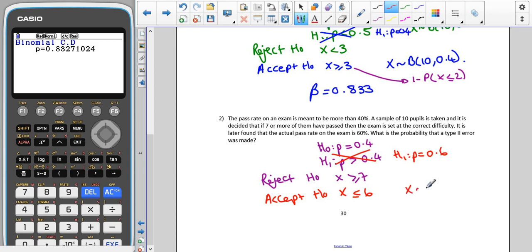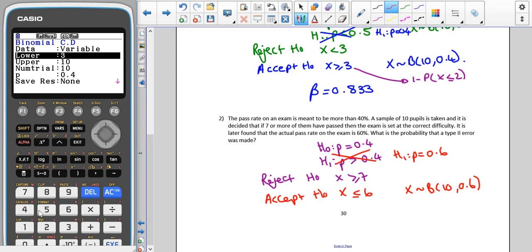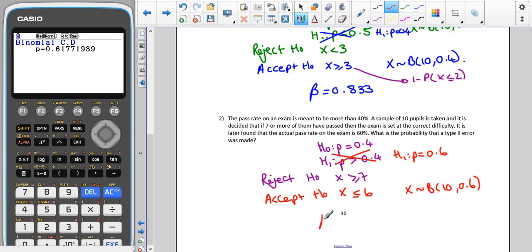So we're going to be using X follows the binomial distribution with an n of 10 and a probability of 0.6, and we're going to find the probability that we have less than or equal to 6. So our lower is 0, our upper is 6, we have 10 people that we're looking at, and our probability, because H0 is not true, so our true probability must be the one that we're using, gives us a beta of 0.618.